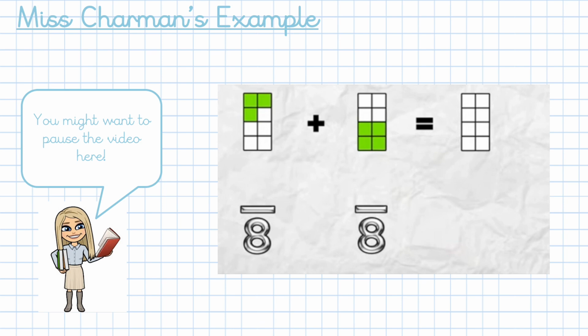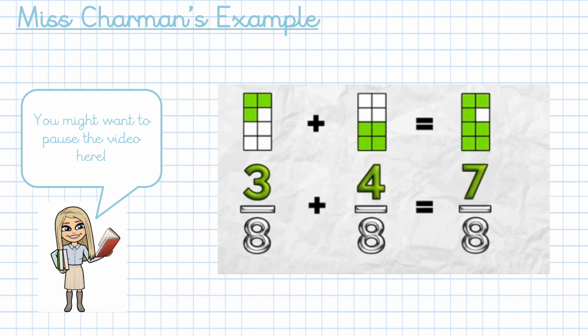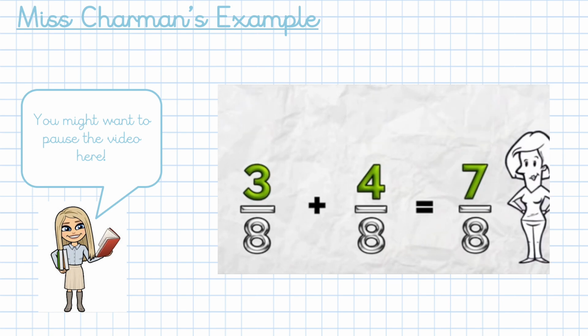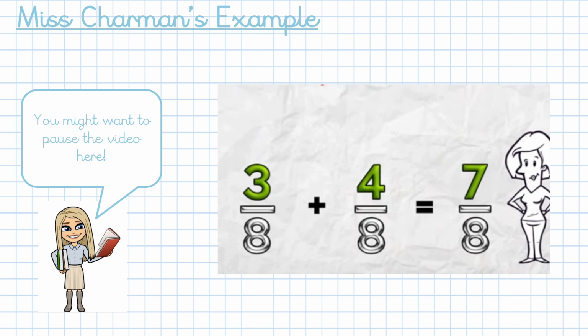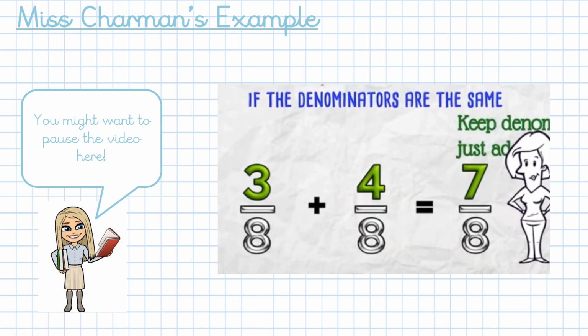So we've got 3 plus 4, which is 7 parts out of 8. This means we've got 7/8, as the denominator has not changed, therefore the denominator stays the same. So 3/8 plus 4/8 is 7/8.